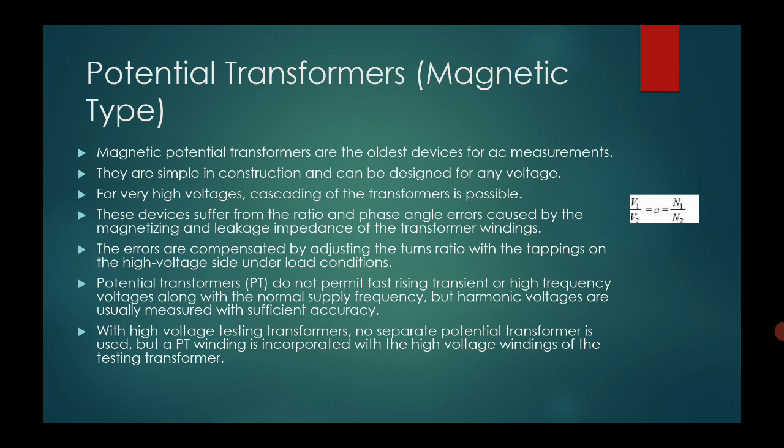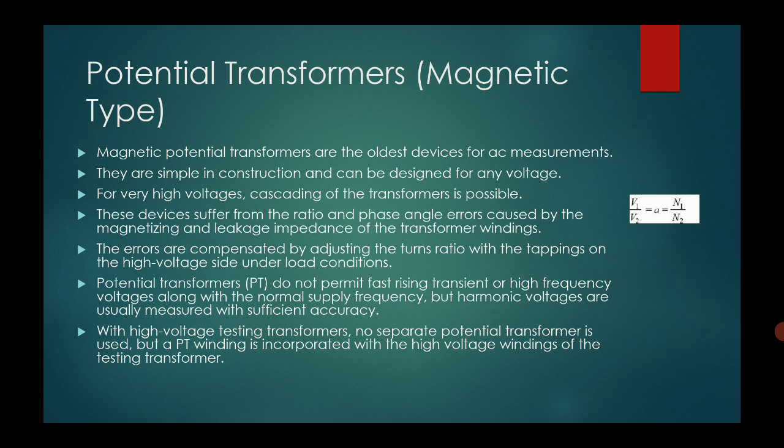Now we'll talk about potential transformers of magnetic type. The magnetic potential transformers are the oldest devices for AC measurement. It is nothing but we are magnetically reducing the voltage to measure. They are simple in construction and can be designed for any voltage. For very high voltage, cascading of the transformers is possible. So if you have very high voltage, you can cascade one transformer to the other, so that at the end you get a much more easily measurable voltage value.